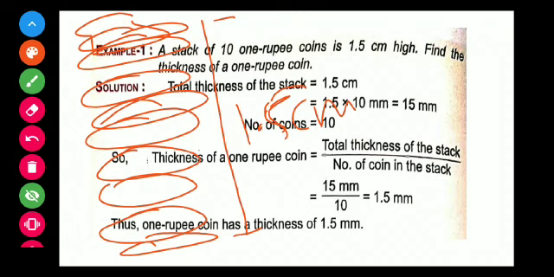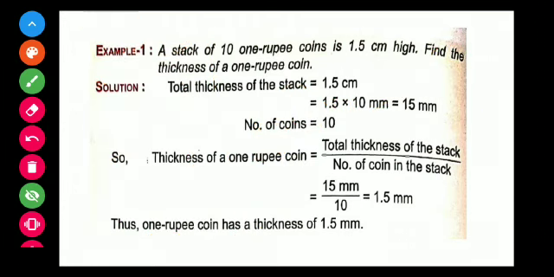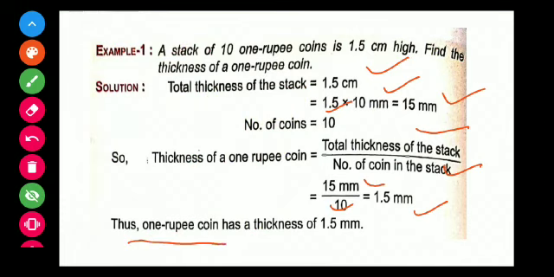So what is the thickness of a single coin? Thickness of a single coin is equal to the total thickness of the stack. The total thickness of the stack is 1.5 centimeter, which is equal to 15 mm. Number of coins in the stack is 10. Therefore the thickness is 1.5 mm. Thus a one-rupee coin has a thickness of 1.5 mm.